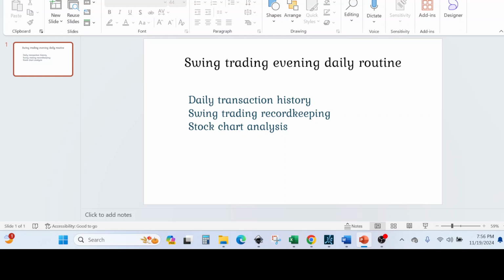You record those in your swing trading spreadsheets, and then you analyze stocks to take note of stocks that the next day you reanalyze again to see if they still meet your swing trading strategy for you to purchase them. So we are going to follow those 3 steps to perform our swing trading evening daily routine.